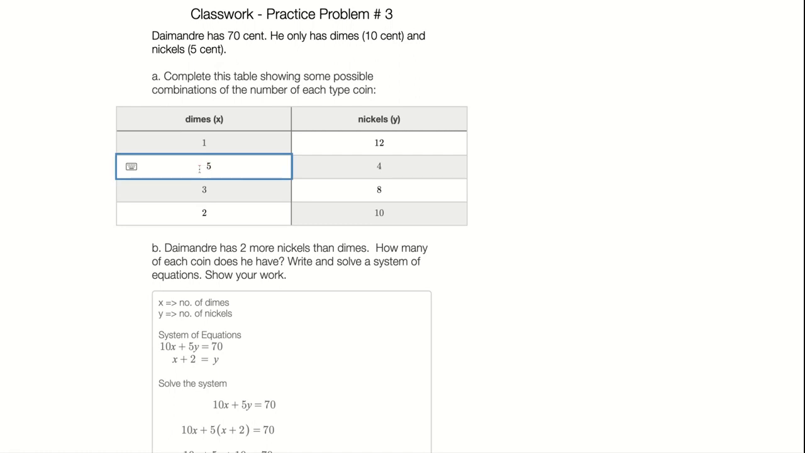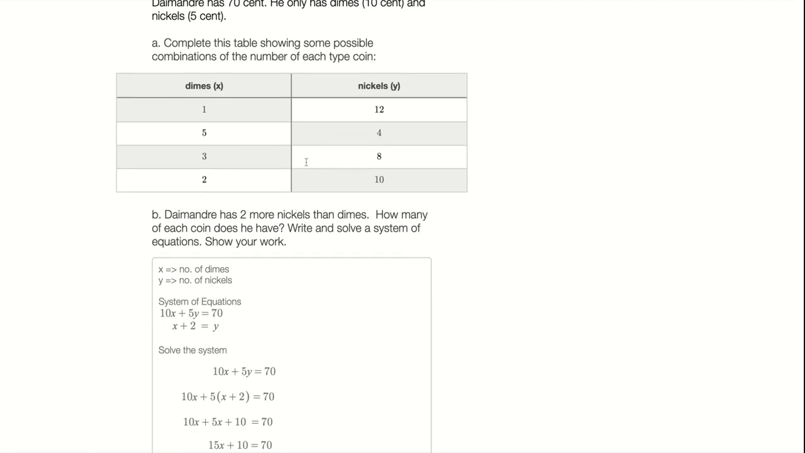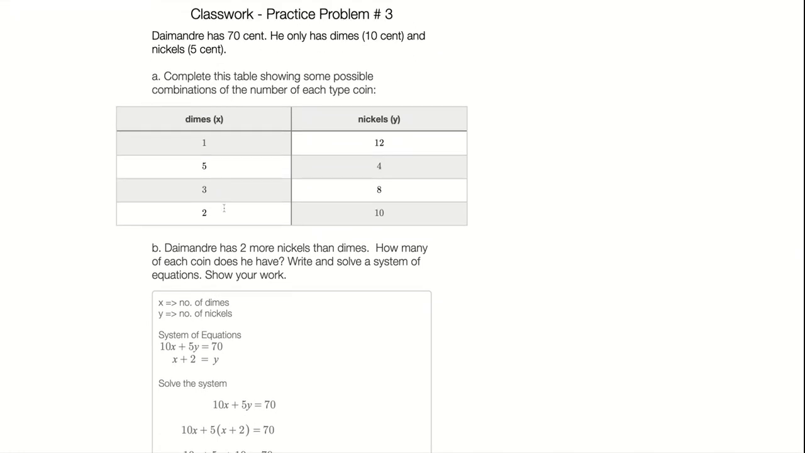Also, we know if he has 5 dimes, he has 50 cents in dimes. So that means he has 20 cents in nickels. So he must have 4 nickels: 5, 10, 15, 20. If he has 3 dimes, that's 30 cents, and so he must have 40 cents in nickels. So we know that that's 8 nickels.